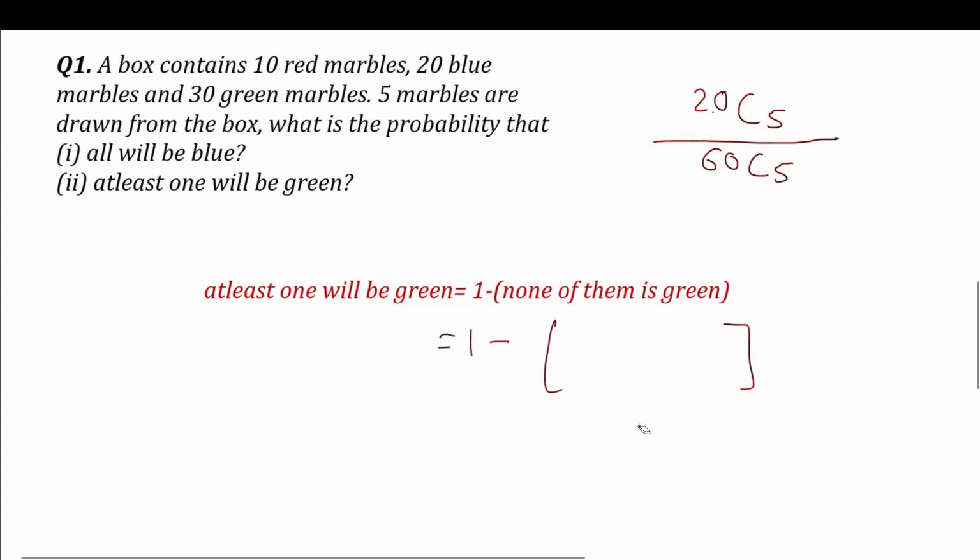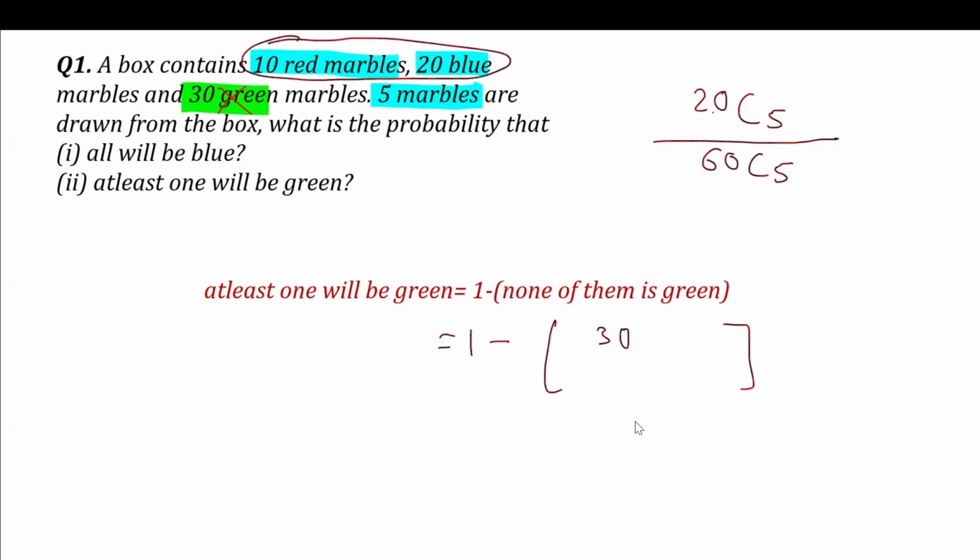that means if none of them is green, it means all these 5 marbles, one more time, it should not be green, right? It should not be green. That means it can be either red or blue. Irrespective of how many red, how many blue, doesn't make a difference. So we can say that none of them is green should be what? The remaining 30, I mean this 30, together. From the remaining 30 marbles, we have to take 5 marbles.